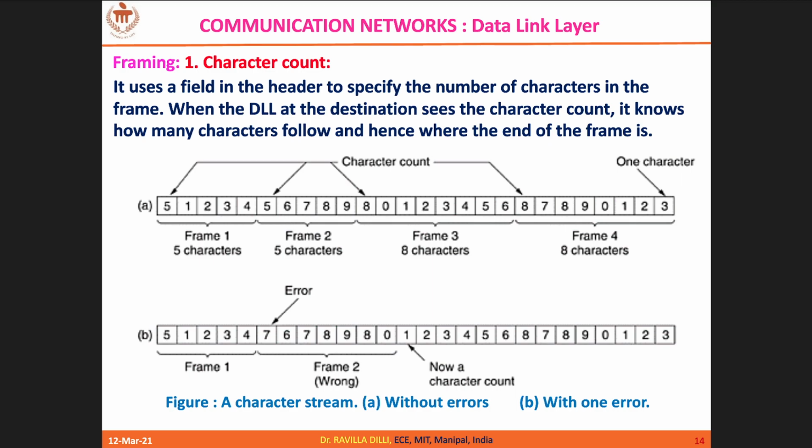So when it became 7, what does the receiver do? It is going to consider the following 6 characters as the second frame. Agree? The receiver always looks into the first field. The first field says it is 7, so it means the following 6 characters are the actual frame content. So it will take those characters as frame 2. Then after frame 2 comes 1. So 1 means what?